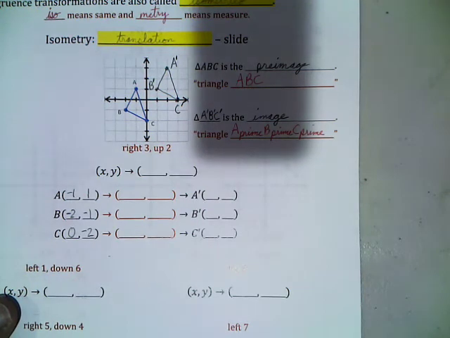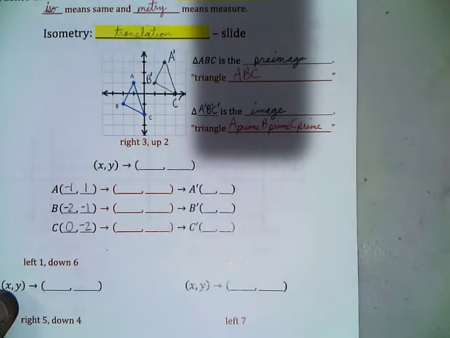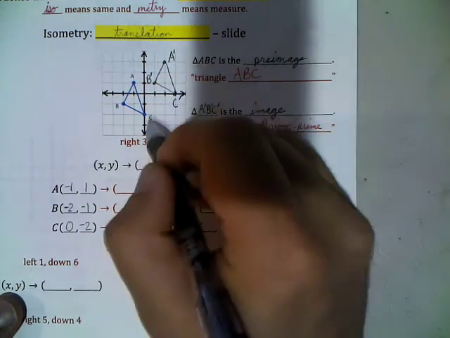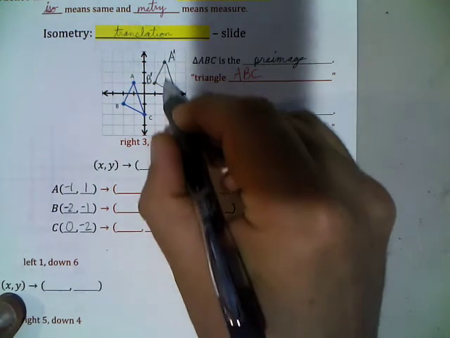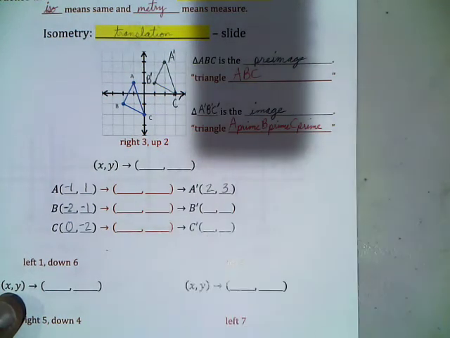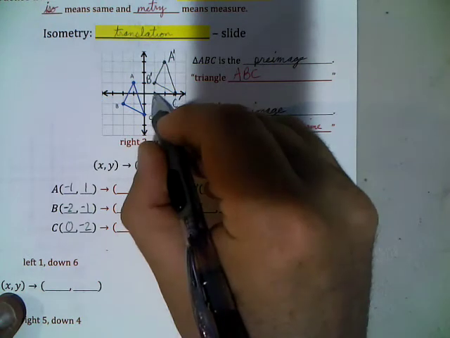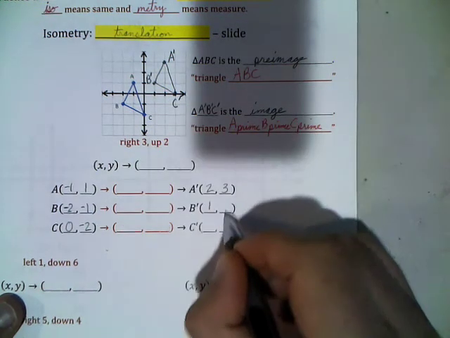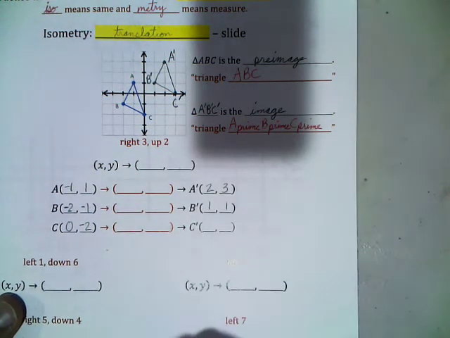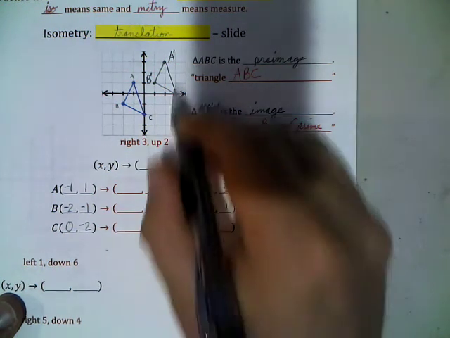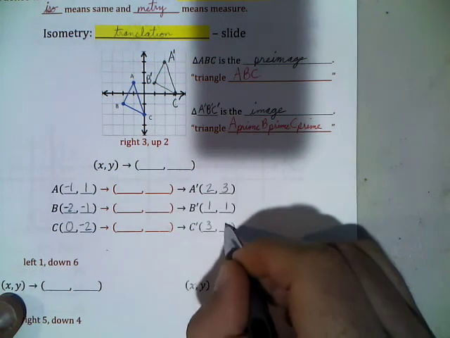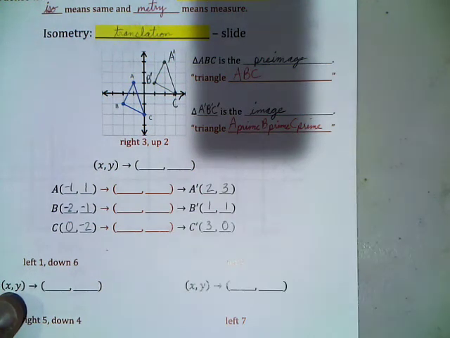Now let's find the coordinates for all of our primes. So A prime, B prime, and C prime. For A prime, I have to go 2 to the right, so that's a +2 there, and then 1, 2, 3 up, so +3 for my y value. B prime is 1 right and 1 up, so that's a +1 for both of those. And then finally C, I go to the right 3, but I'm not going up or down at all, so that'll be 0 for my y value.